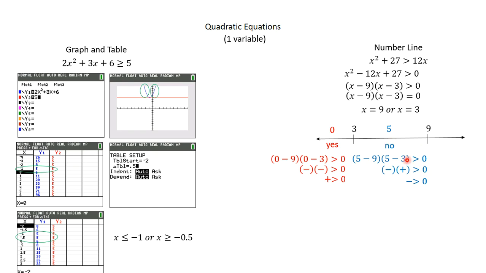And then one bigger than 9, like 20. 20 minus 9, 20 minus 3, those are both going to be positive. A positive times a positive is a positive, and positive numbers, yes, are bigger than 0. So where does it work? It works when x is less than 3, and it works when x is greater than 9. So x is less than 3 or greater than 9, and those should not be or equal to's. It did not start out as or equal to's. It's just less than 3 or bigger than 9.